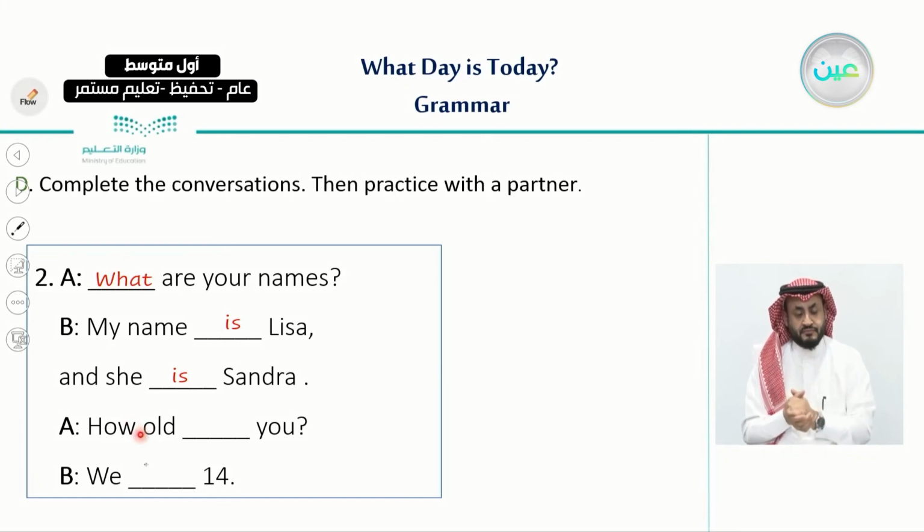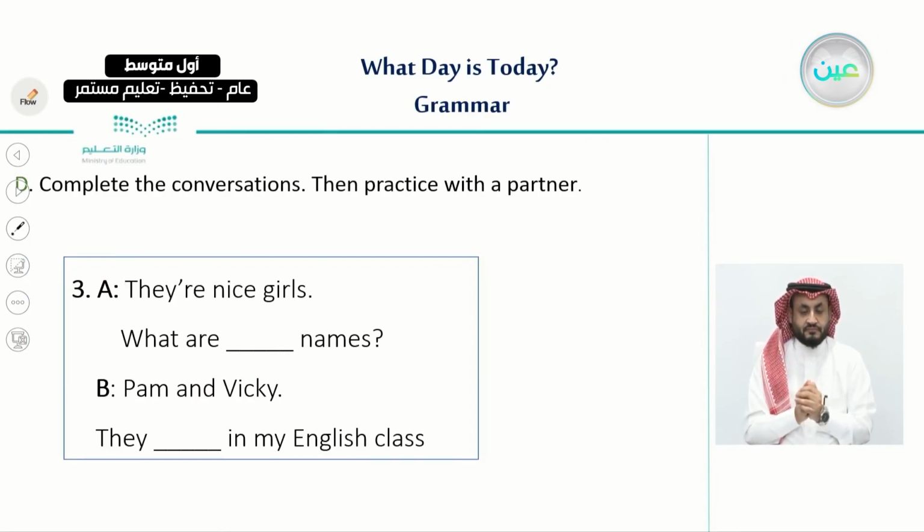So, how old are you? Whenever we see you, we always use are with it. How old are you? And she said, we are 14. So Lisa and Sandra, they are 14. Number 3.